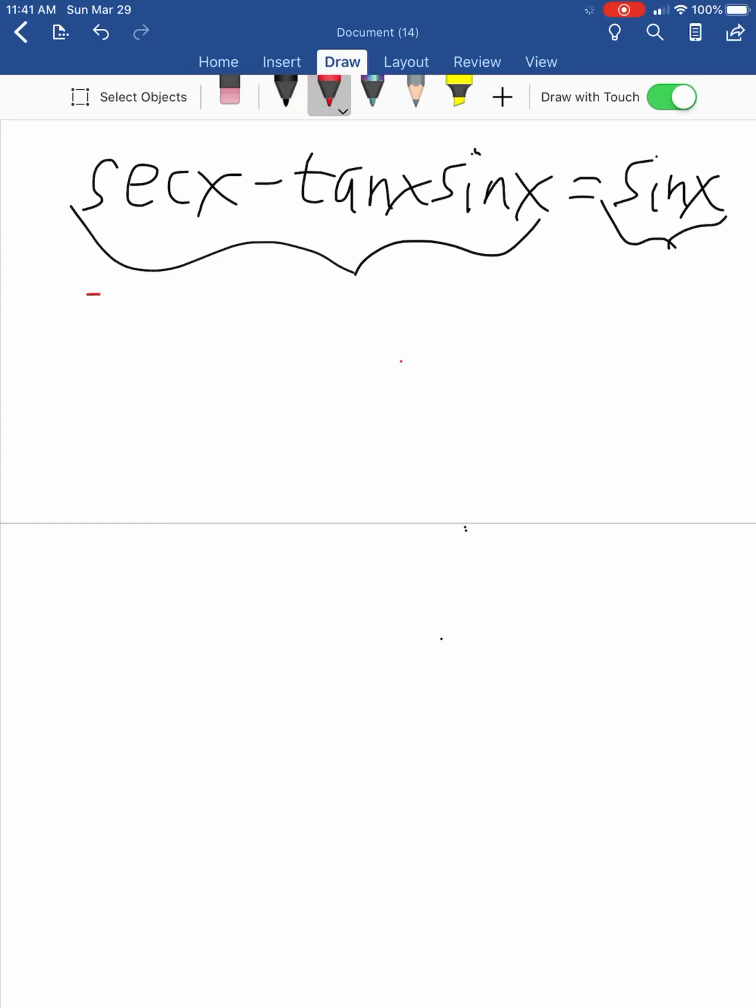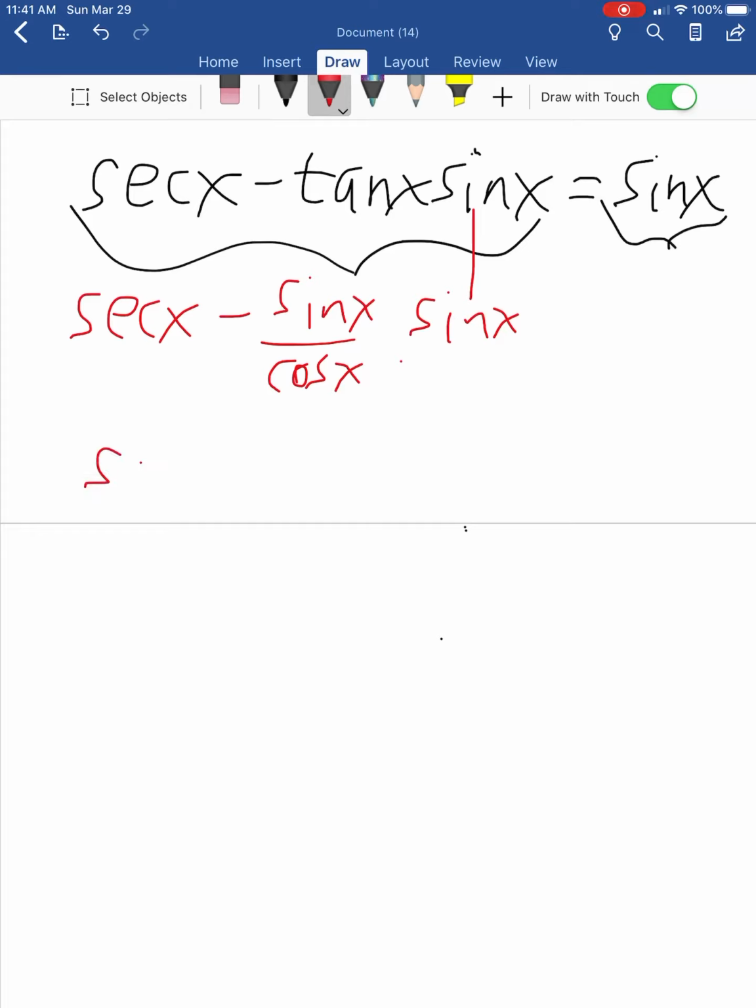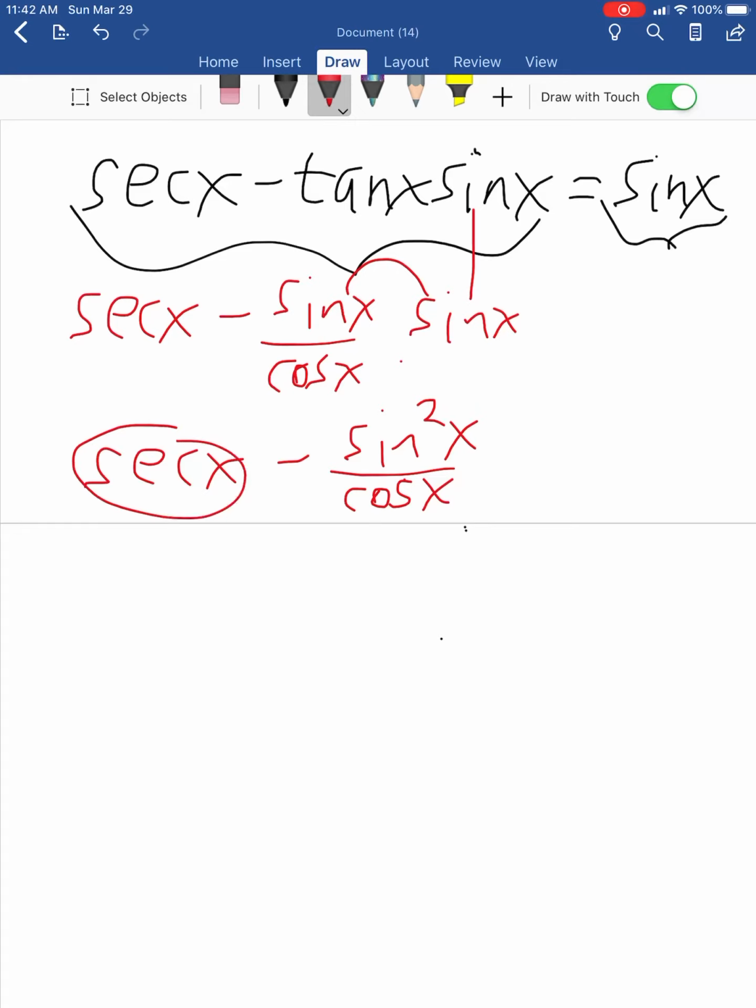Okay, so not much to do here. Just bring down that secant. I know I can change tangent to sine x over cosine x. That's one of our simple identities. And I'll just leave the sine x. So just bring it down. Okay, I got a sine times sine. So that's sine squared over cosine. And I can change secant to 1 over cosine.